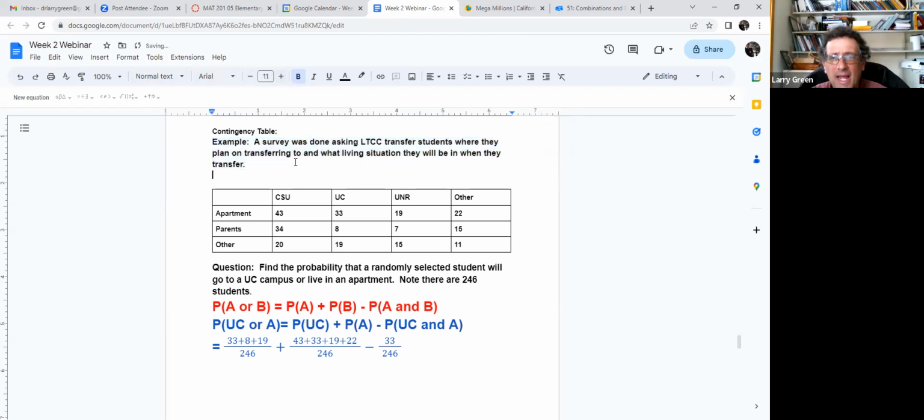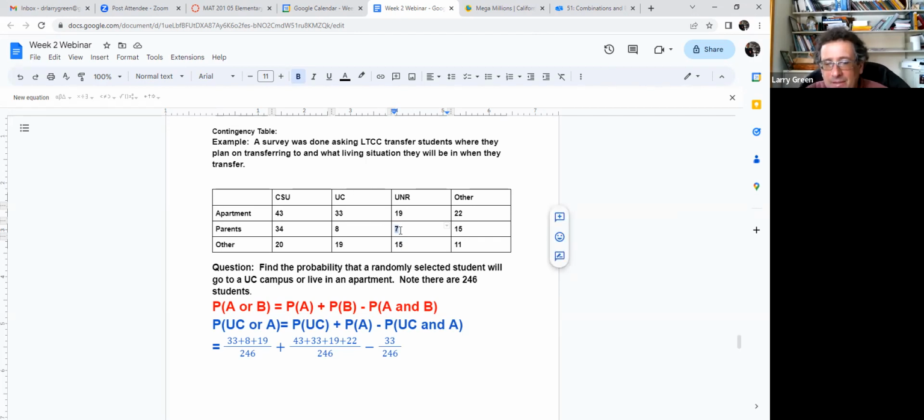A survey was done asking LTCC transfer students where they plan on transferring to and what living situation they will be in when they transfer. This table shows the results. When you have a table like this, here is how you read it. For example, this number 15. Let's go number 9. Let's go number 7, actually. I like the number 7.